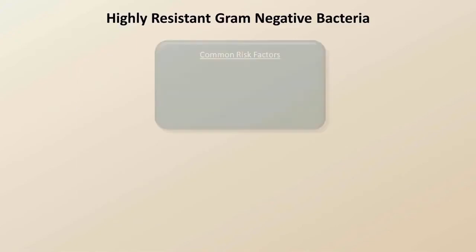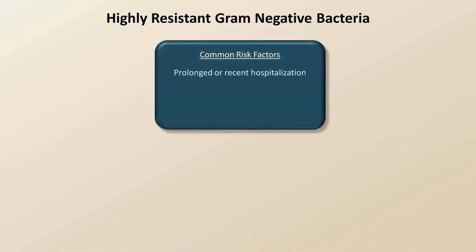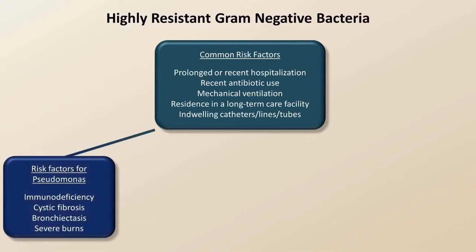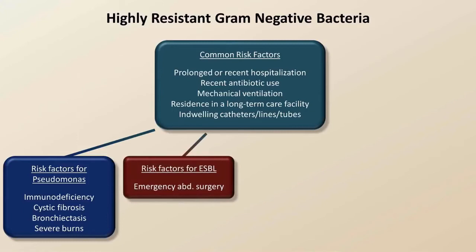All four of these share some common risk factors: prolonged or recent hospitalization, recent antibiotic use, mechanical ventilation, residence in a long-term care facility, and indwelling catheters, lines, and tubes. In addition, each bacteria type has been found to have some additional specific risk factors as well. Species-specific risk factors for Pseudomonas include immunodeficiency, cystic fibrosis, bronchiectasis, and severe cutaneous burns. Risk factors for ESBL are emergency abdominal surgery.